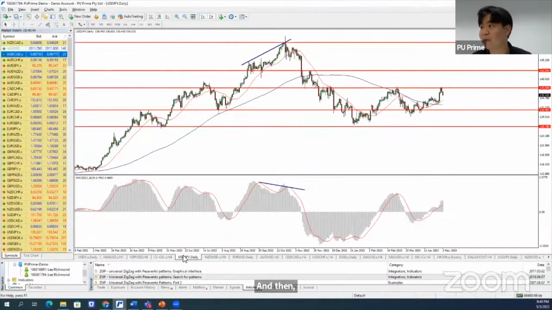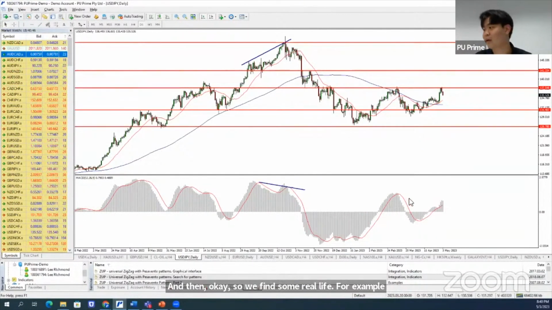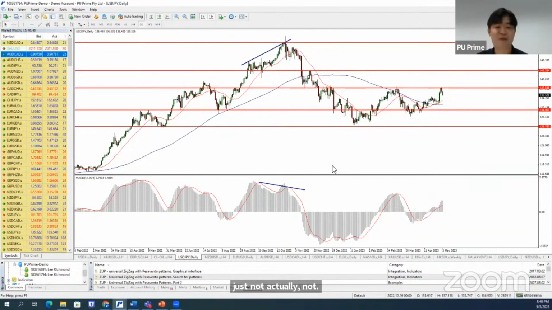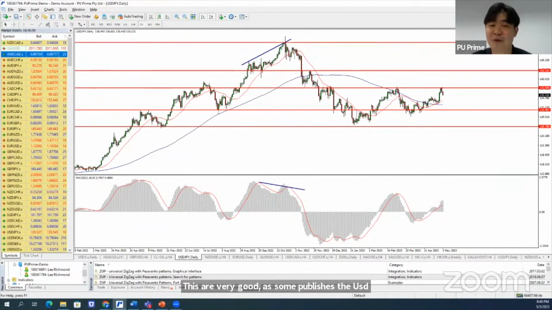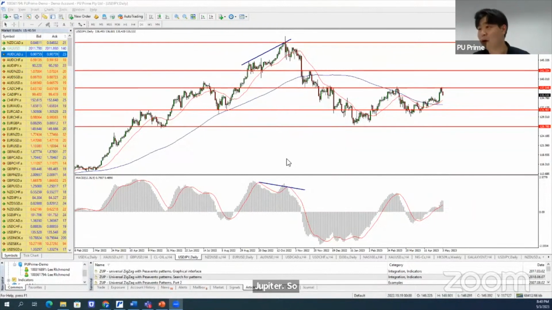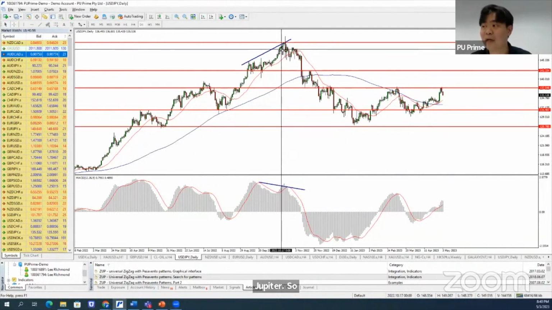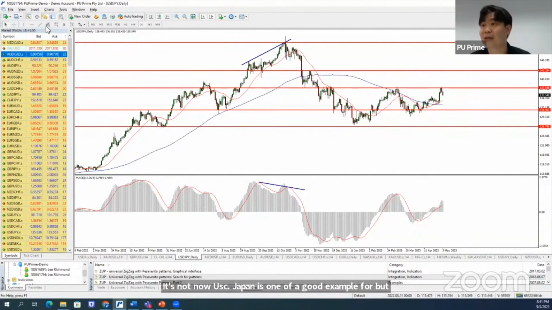Just now, I actually noticed a very good example, which is the USD JPY. Some of you are very interested in USD JPY, but its previous trend is not now. USD JPY is one of the good examples of negative divergence, or bearish divergence. You can notice that it's quite nice. I already drew it out here.